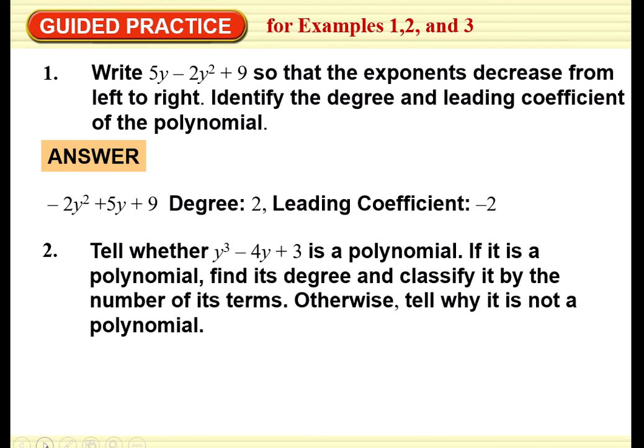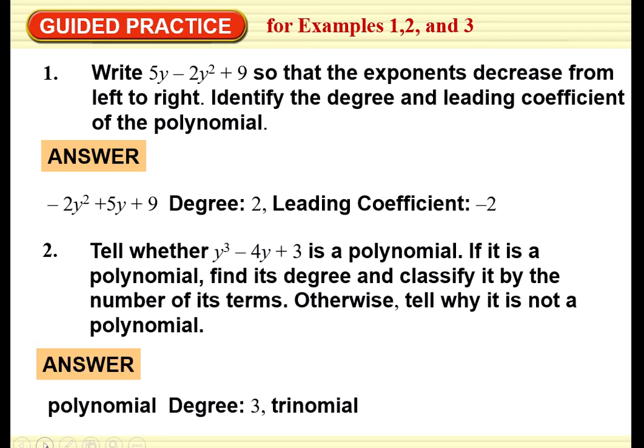Tell whether y cubed minus 4y plus 3 is a polynomial. If it is a polynomial, find its degree and classify it by the number of terms. Otherwise, tell why it is not a polynomial. So yes, it is a polynomial. I have numerical exponents. There's no variable in the exponent, and there are no negative exponents. So this does work. It is of degree 3 because the highest degree that we have among our monomials is 3. And it is a trinomial because there are 3 terms.